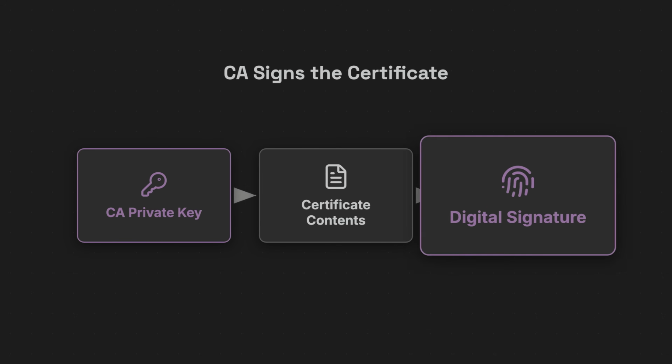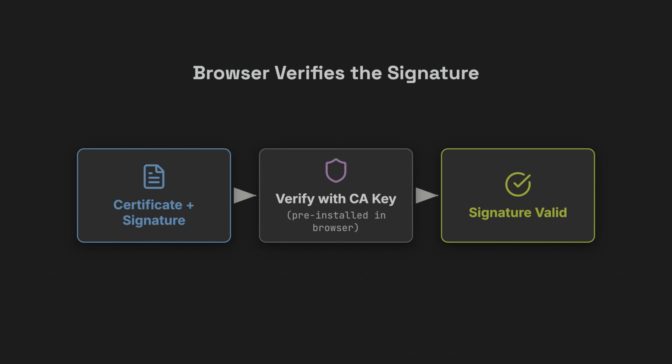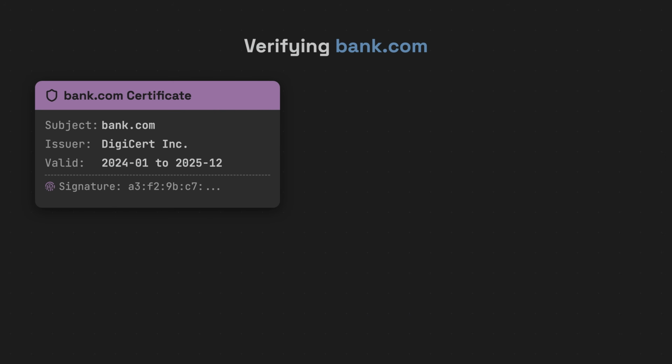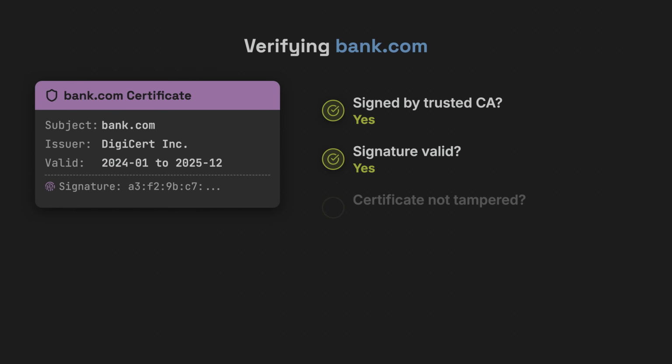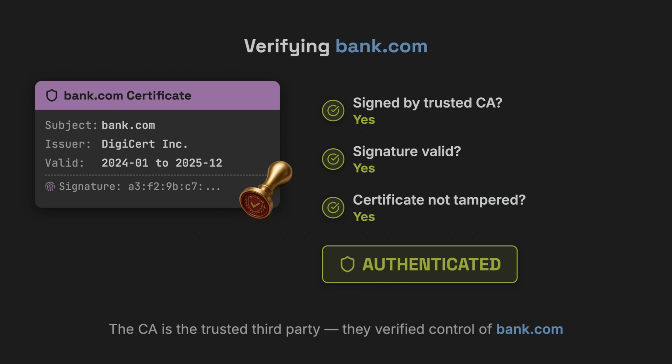The CA signs your certificate with their private key. Your browser verifies that signature using the CA's public key, pre-installed in your browser or OS when it was shipped. So when your browser gets a certificate for bank.com, was it signed by a CA I trust? Can I verify that signature? If yes, the certificate is legitimate and hasn't been tampered with. Nobody can fabricate a valid signature without the CA's private key. The CA is the trusted third party saying, "We checked, the entity requesting the certificate genuinely controls bank.com."